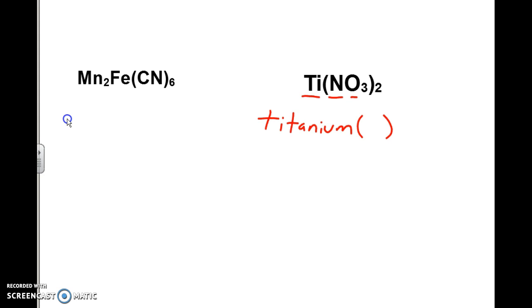NO3 is the 13th one down on the polyatomic ion chart, called nitrate. Nitrate has a charge of 1 negative. And there are 2 of those 1 negatives, so that means it's a 2 negative total. To balance that out, all of the titanium must add up to a 2 positive. And there's only 1 titanium in this formula, so this must be titanium(II) nitrate.